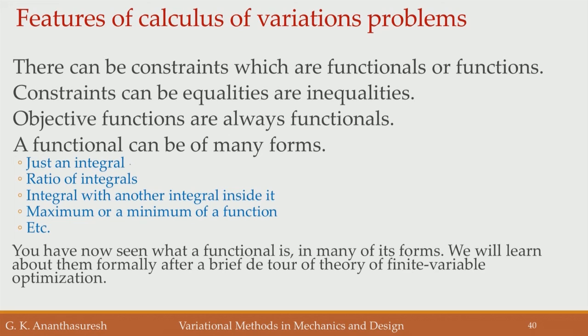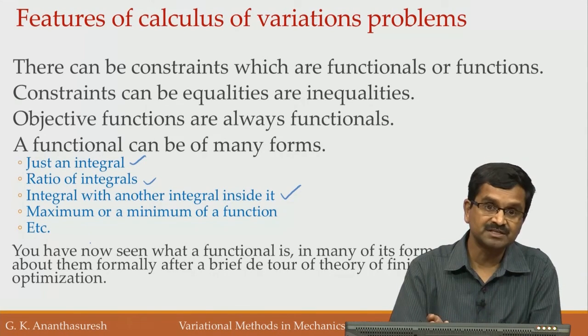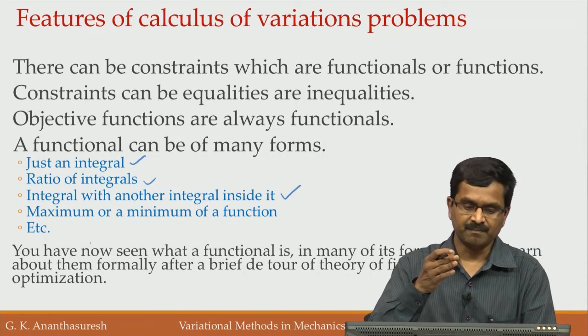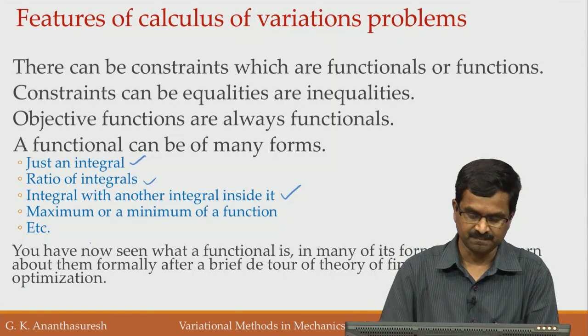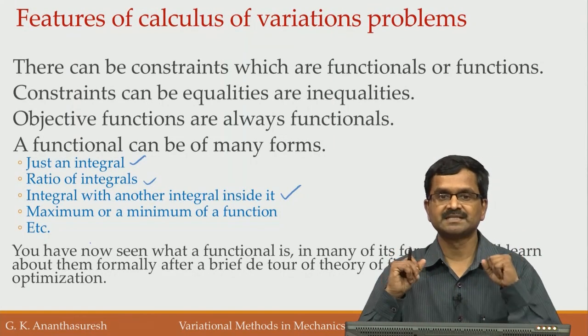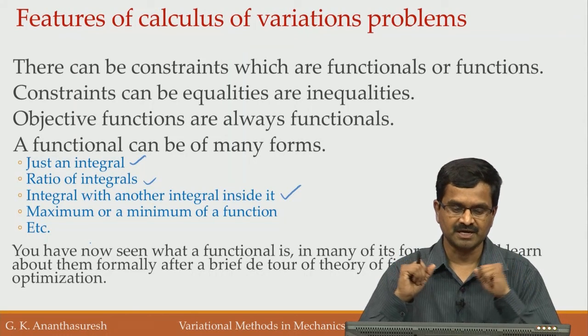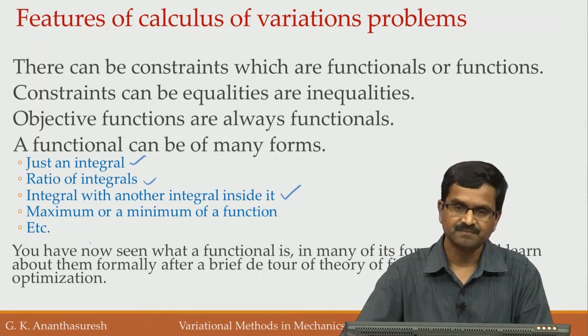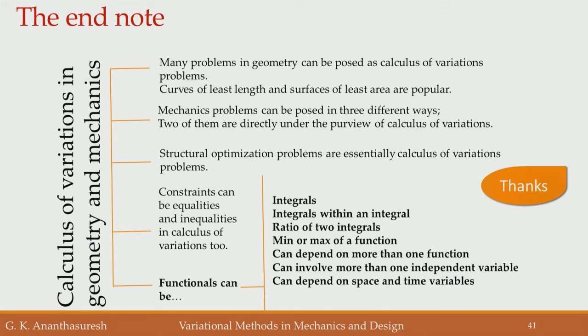Let us look at the features of calculus of variations problems before we end this lecture. It can be just an integral, it can be, and we have not considered that, a ratio of two integrals, it can be an integral with another integral which we came across in the case of optimal control, the helicopter problem, and it can be the maximum or minimum of a function that we considered in the case of minimizing maximum stress in a structure. So, by looking at all these examples, we know how a functional looks now. In the subsequent lectures, we will look at the nature of the functional in a little bit more detail from the mathematical viewpoint.